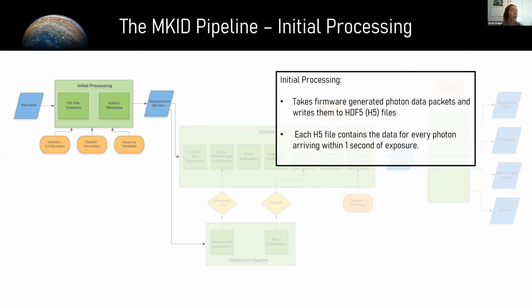So the first step of processing is that we have all of these firmware generated photon data packets. MEC doesn't have any intrinsic integration time. We actually count individual photons. And so each photon is its own data packet, which has an associated arrival time and also a phase, which we can later convert into an energy. This is written in real time, where we take data for every 1 second of exposure and combine it into one unprocessed file.